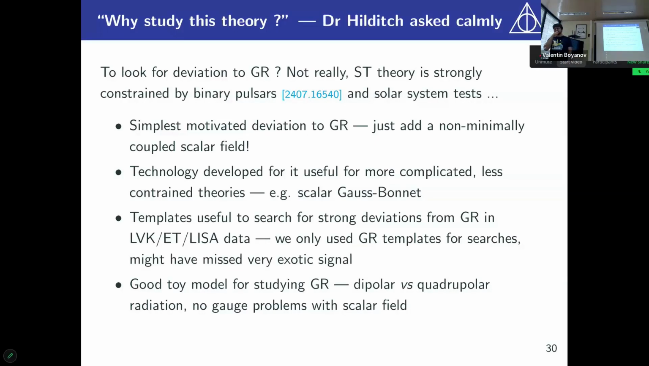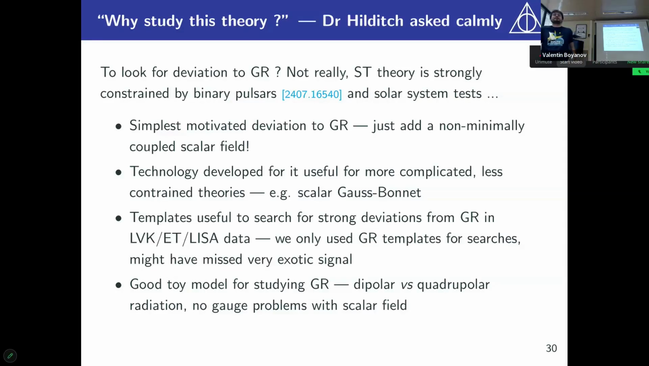So the naive answer would be, oh, we want to look for deviations from GR, so we're studying this theory and hoping to find deviations. Actually, not really, because this was the work of Damour and Esposito-Farèse, who first formulated and studied these, and later Freire, etc. Basically, binary neutron star constraints are extremely stringent for these theories, as well as solar system tests. So what do we study them for now? Well, the first reason is that it's the simplest motivated deviation from GR. You just take GR and add a scalar field.